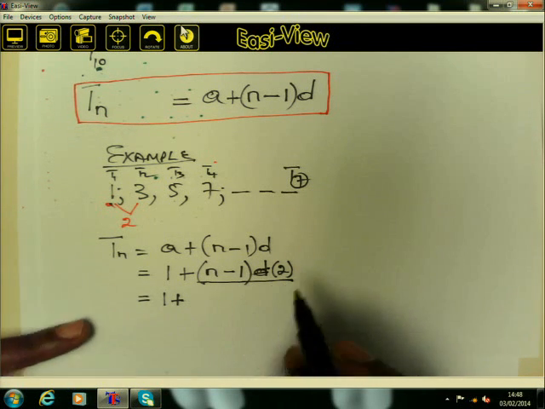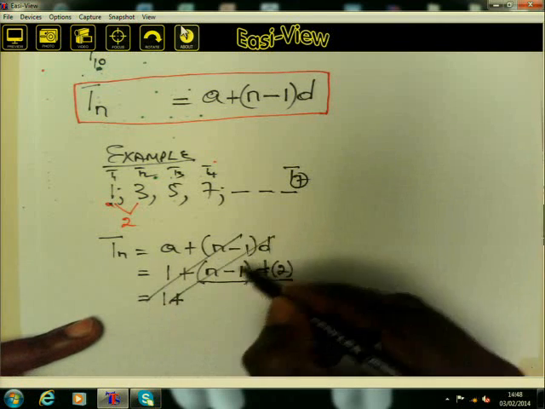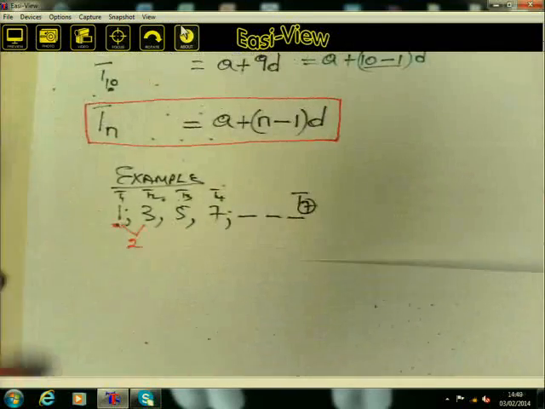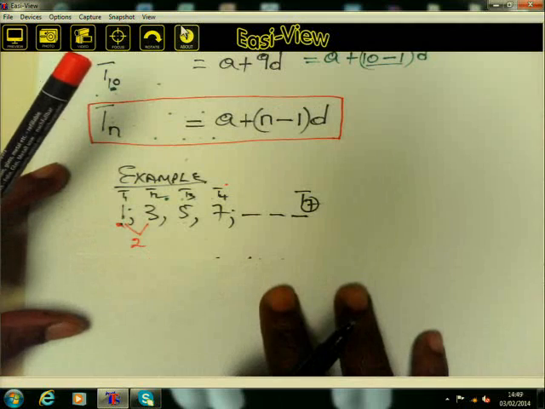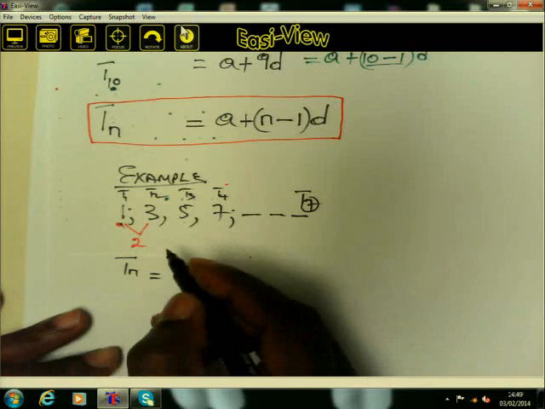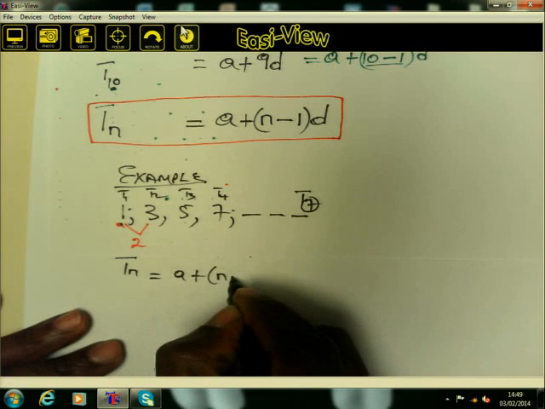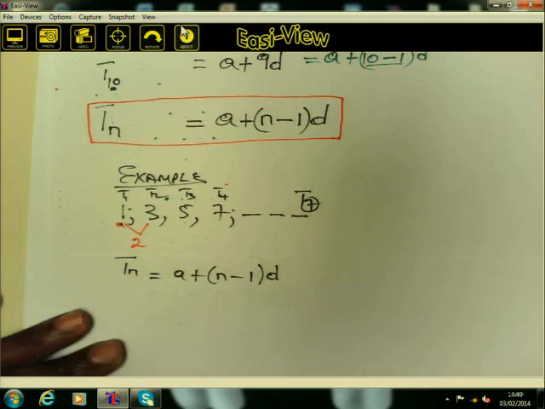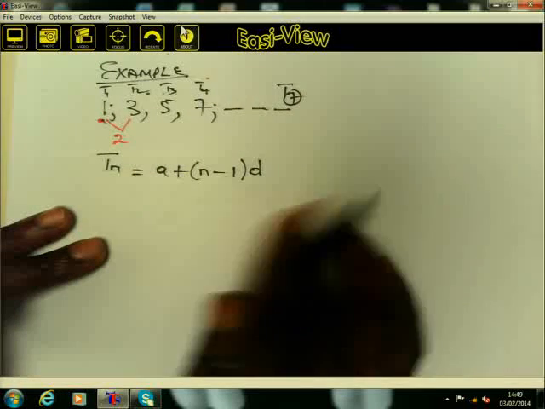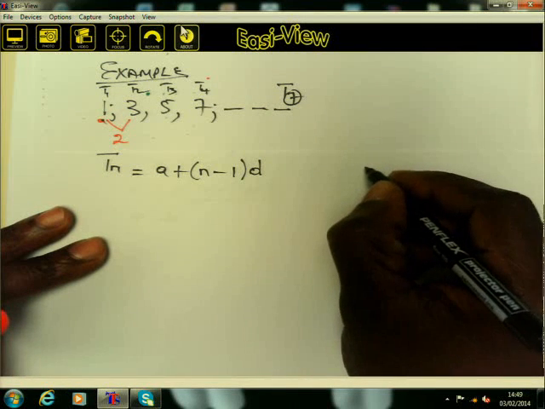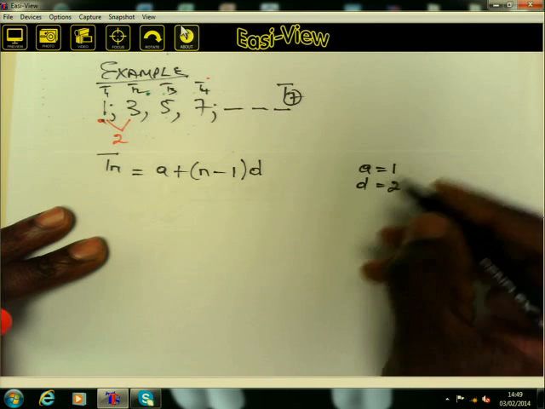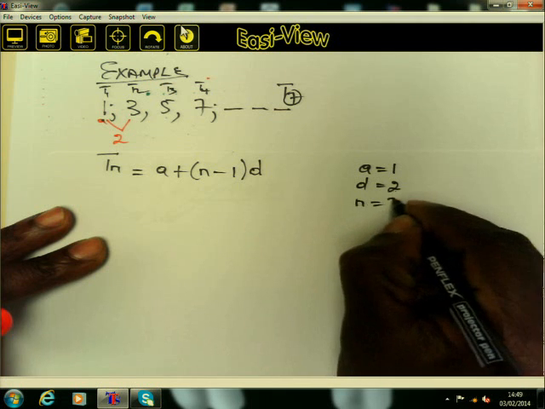We are looking for T7. Oh, now we have done something wrong here. Remember, we are looking for term number 7. Let's put it right here. So from the formula, Tn is given by A plus n minus 1 multiplied by D. You see, that is the mistake that I've also done here. I always suggest that before you continue, have your little data at the side there and write down A is equal to 1, D is equal to 2, and then n is equal to 7.